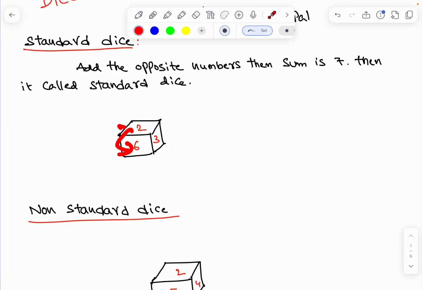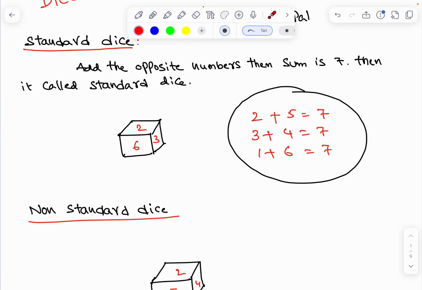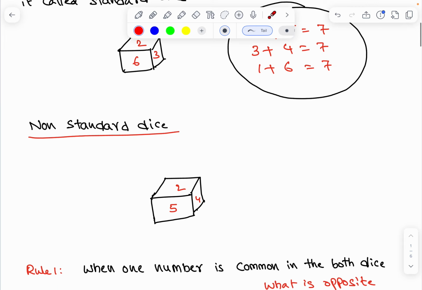Why? Because these are the adjacent sides. 2 plus 5 is equal to 7. 3 plus 4 is equal to 7. 1 plus 6 is equal to 7. Therefore 2 and 5 are the opposite sides, 3 and 4 are the opposite sides, 1 and 6 are the opposite sides. Therefore, it is called the standard dice.